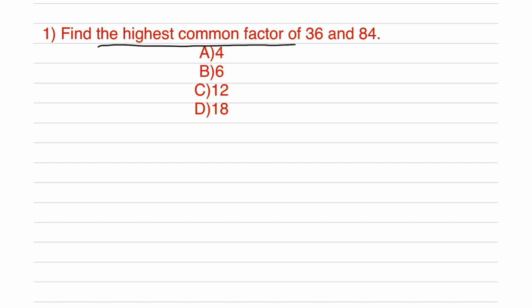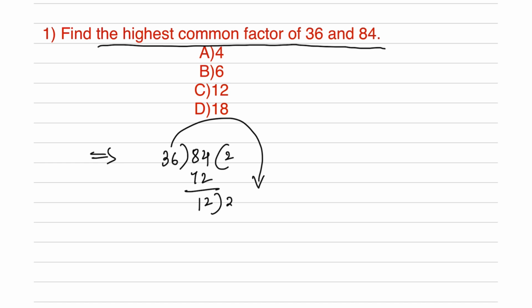Find the highest common factor of 36 and 84. Don't solve like this by taking the factors and all. The easy trick to this question is to divide the bigger number by the smaller number. 36 2s are 72. You will get remainder 12. Again take the remainder as divisor and this 36 as a dividend. Now 12 3s are 36, remainder 0. So here HCF is 12. Option C is the right answer.